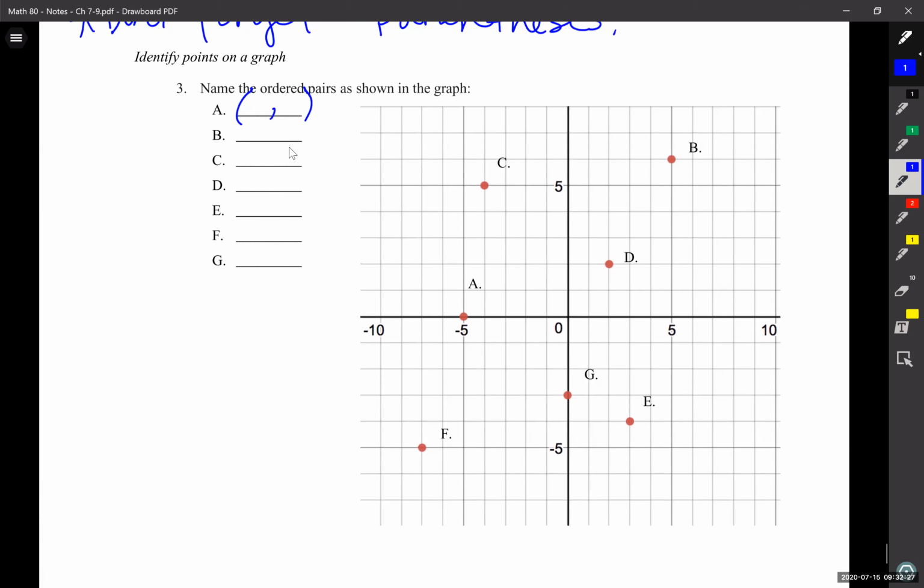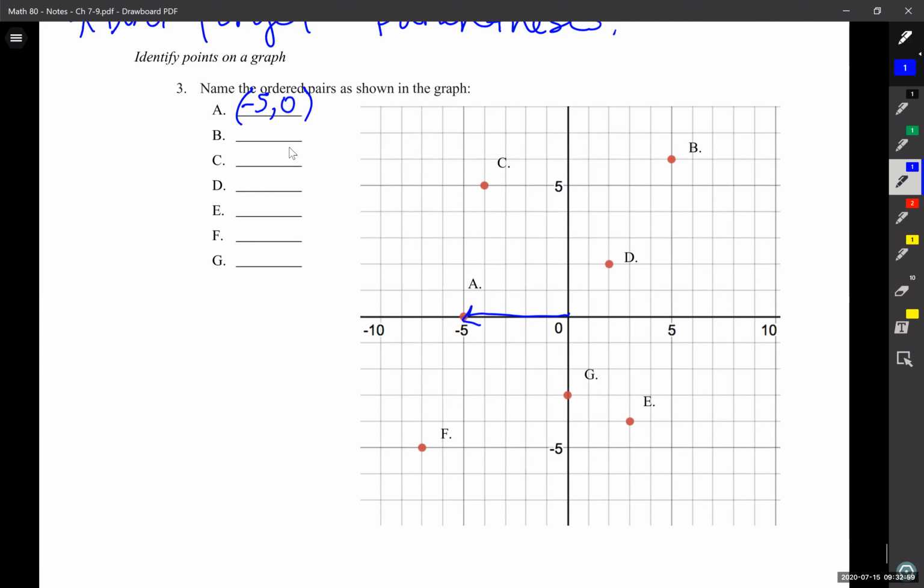So for A, I notice A is right here. And so what I'm going to do is count how far over. So left 5, that would be a -5. And then how far up? Well, I didn't go up at all. I'm right there on the line, so that would be 0. Because that's exactly how you would type it into your calculator or the homework program. Parenthesis, -5, comma, 0, end parenthesis.